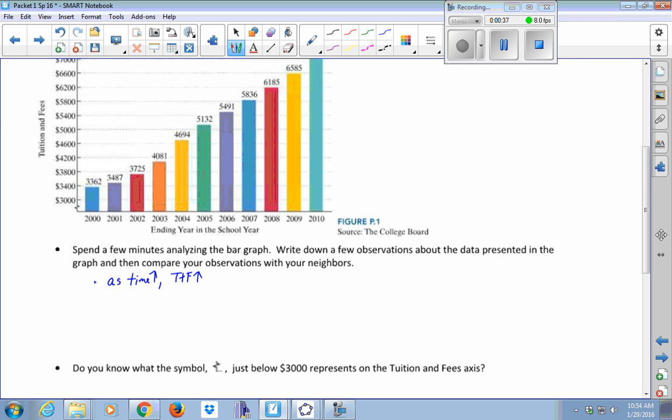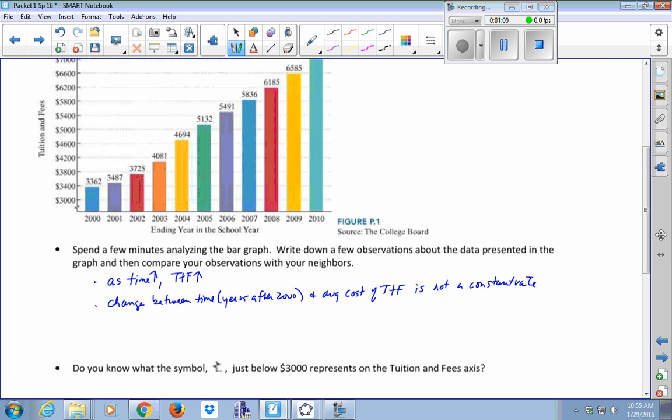Yeah, Catherine, right? Okay, Catherine. The change between what and what? The change between time, measured in the years after 2000, let's say, that's how we're going to measure it, and the average cost of tuition and fees is not a constant rate.